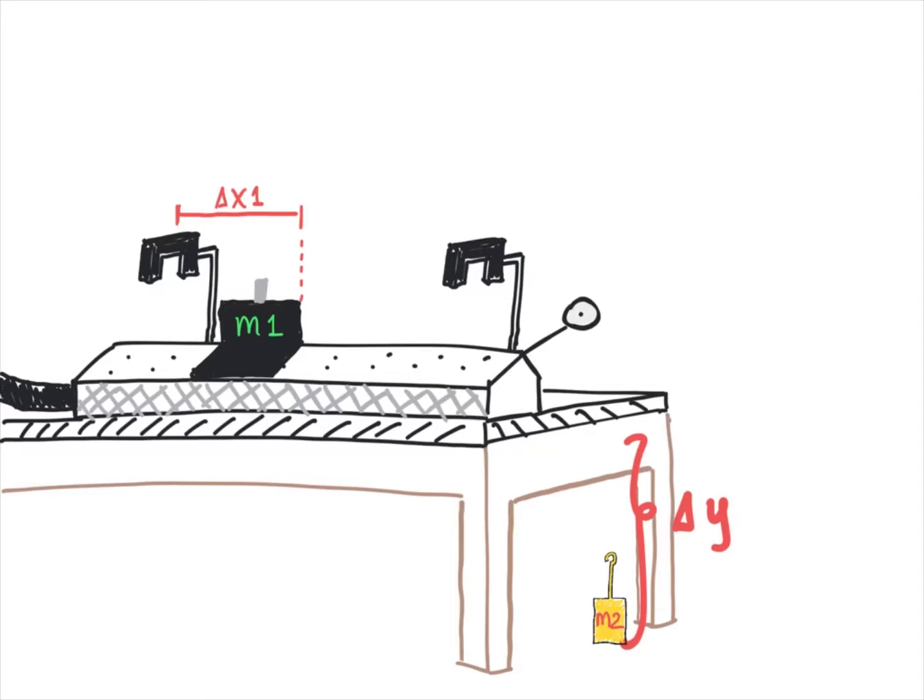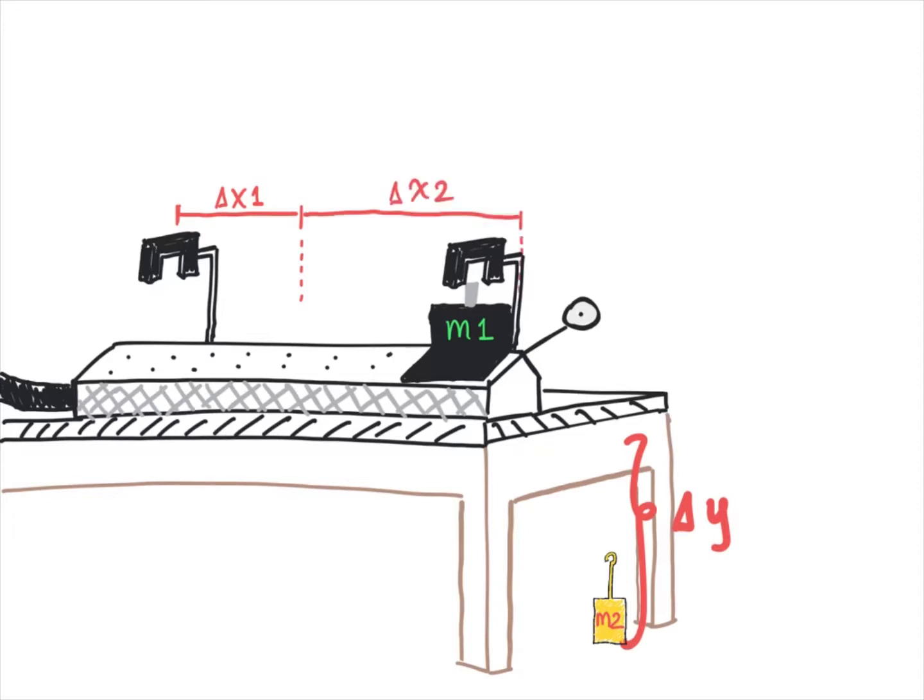But once mass 2 hits the ground, mass 1 will now be moving at a constant speed for the second portion of its trip, which we will label delta x2. At this point, the second photo gate will be tripped, and that will conclude the timing of the motion for mass 1.